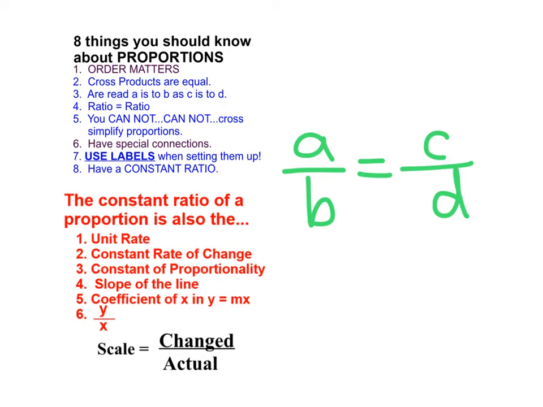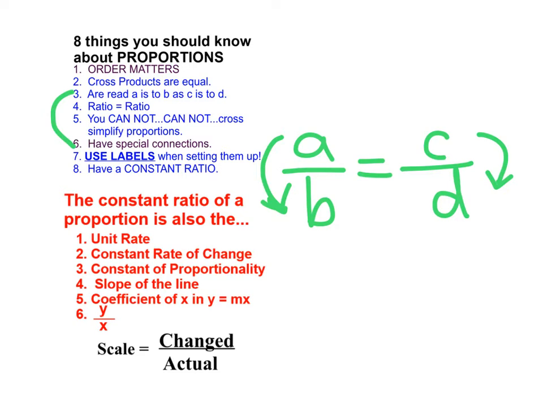Number 3 says they are read A is to B as C is to D, and that goes down with number 6 as well. So number 3 and 6 kind of fit together. This is read A has a relationship with B, and it has the exact same relationship with B that C does to D. So A is to B as C is to D.